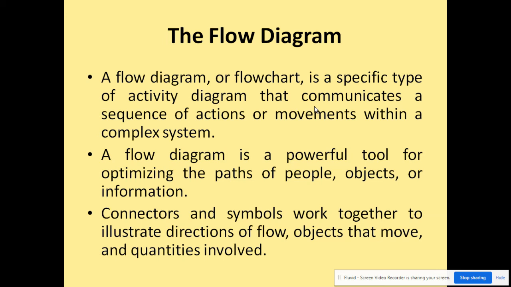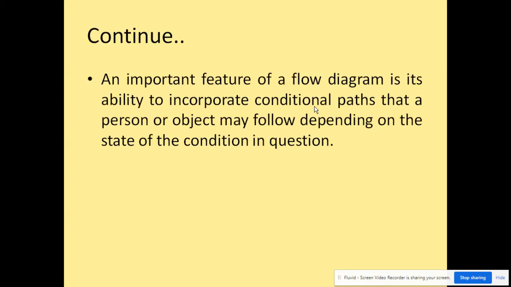Symbols like a circle is used for process, a diamond is used for conditional statements, then a rectangle is used to store some data, etc. So using this kind of symbols and connectors, the flow diagram is designed. An important feature of a flow diagram is its ability to incorporate some conditional paths that depend on the state of conditions or questions. Like for example, later on I have implemented one flowchart example that observes the temperature.